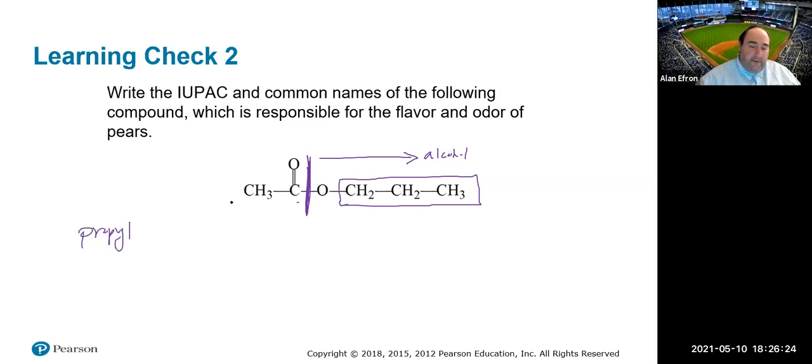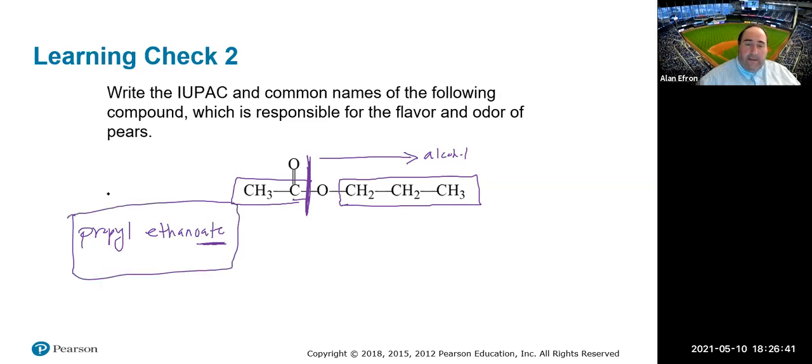Going in the other direction, going to give us our carboxylic acid name, which is basically ethanoic acid or ethane. Again, if you want to go with ethane, drop the E and put the O-A-T-E at the end of it, you can, and that would be propyl ethanoate. Any questions on that particular one there?